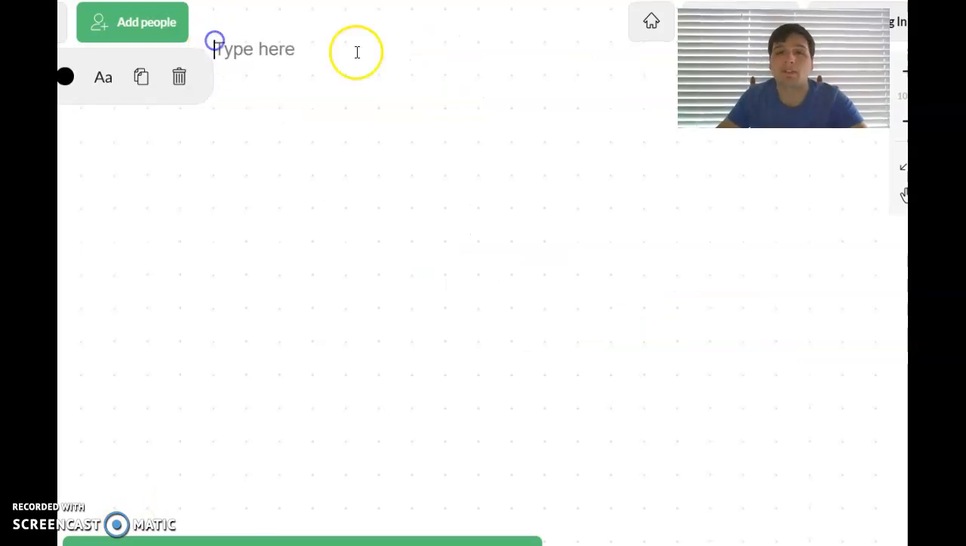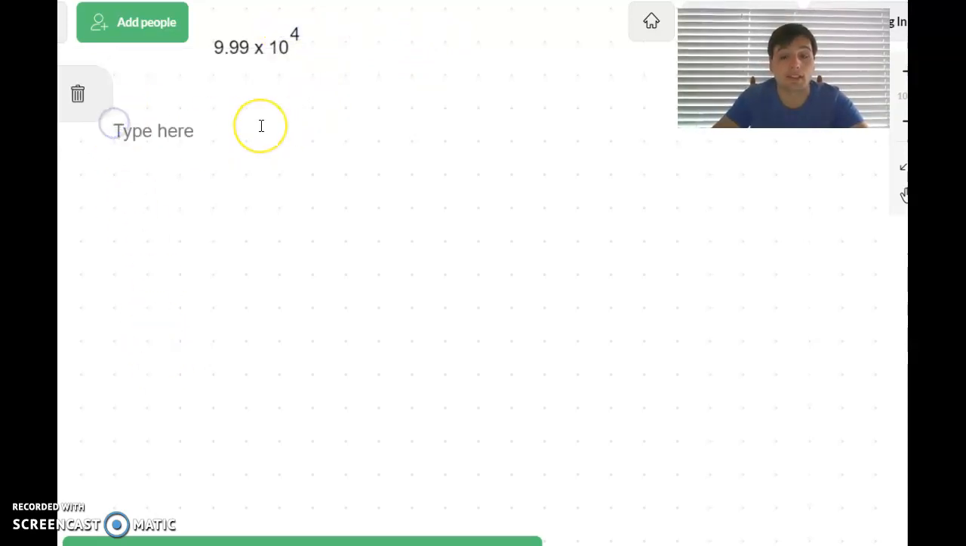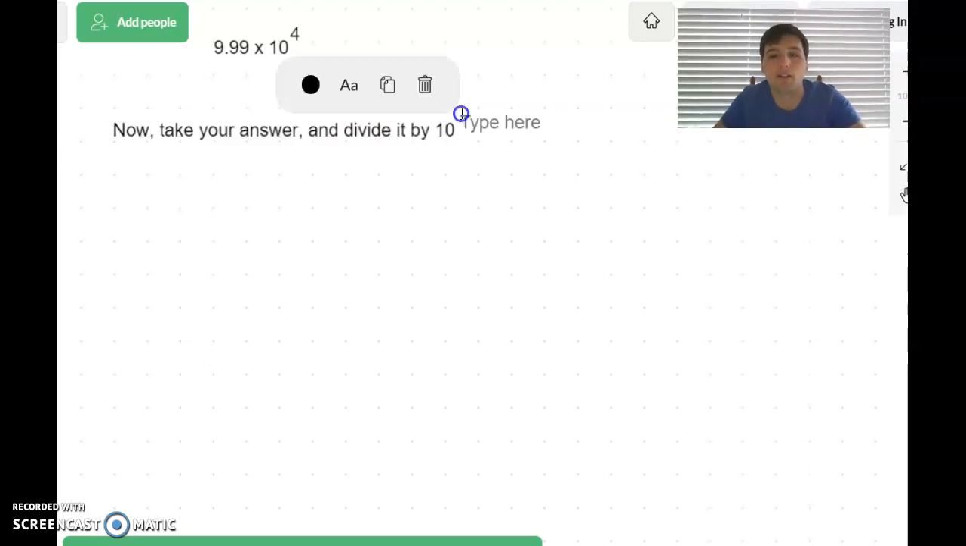So this next type of problem is going to be a two-step problem. It's going to say our first step is taking 9 and 99 hundredths, and we'll multiply it by 10 to the 4th power. Then it's going to say, now take your answer and divide it by 10 to the 2nd power.